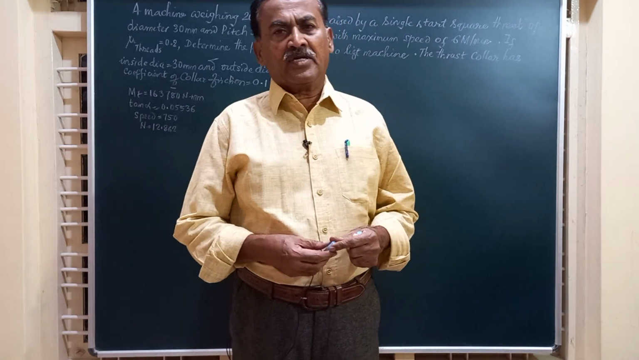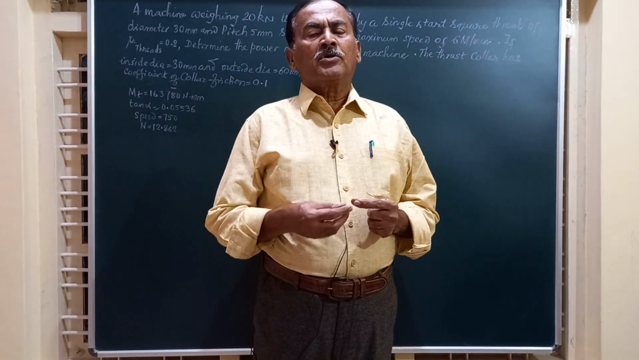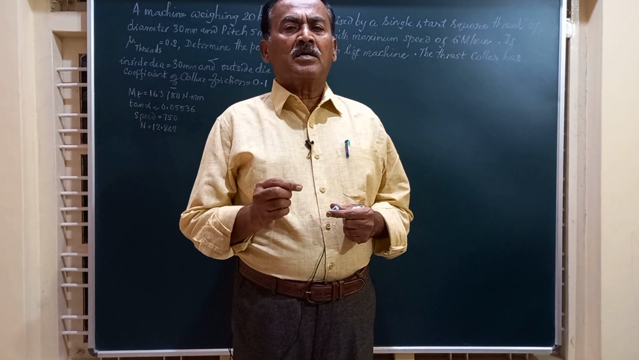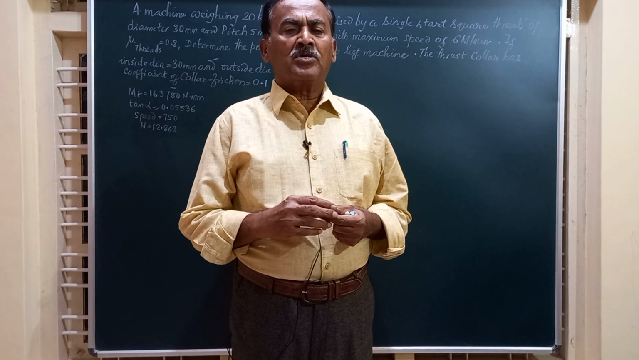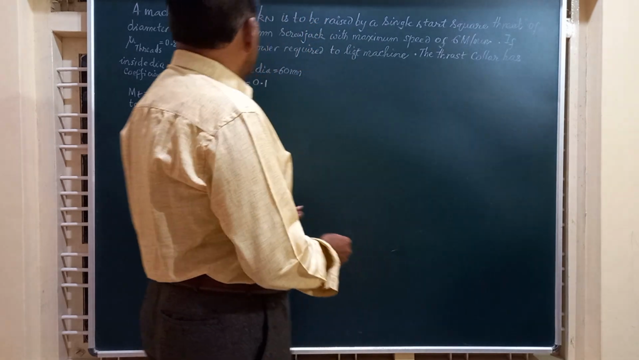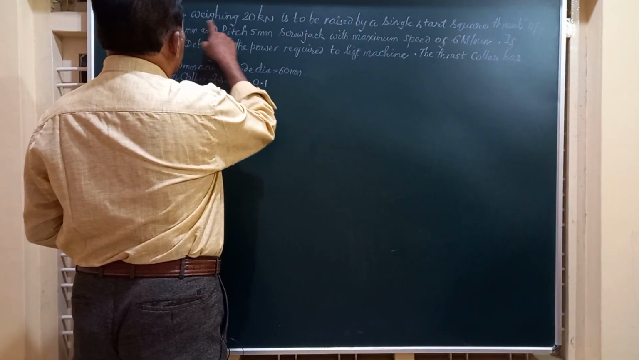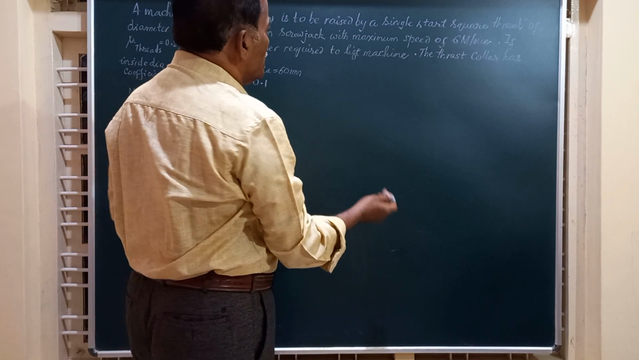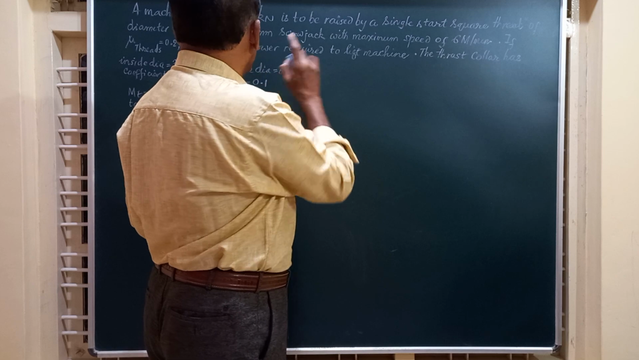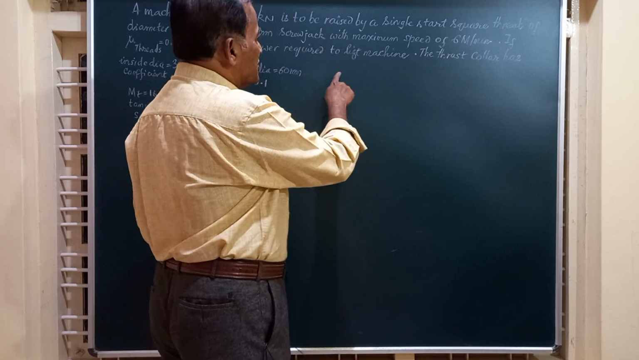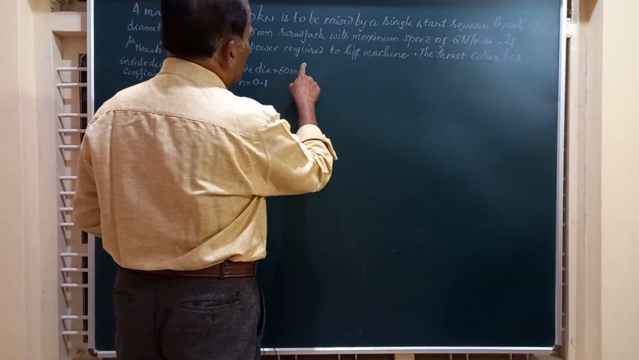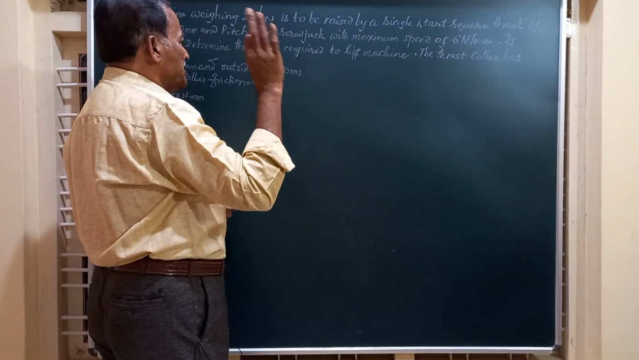Myself Dr. M.H. Chennaiya. In this video, we are going to work out a numerical problem on a screw jack or a power screw. Let's see what is the question we have for today's video. The question reads: a machine weighing 20 kilonewton is to be raised by a single square thread of given dimension, and we have been asked to determine the power required to lift the machine.